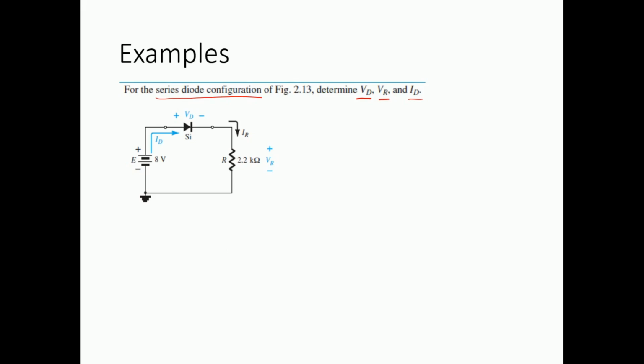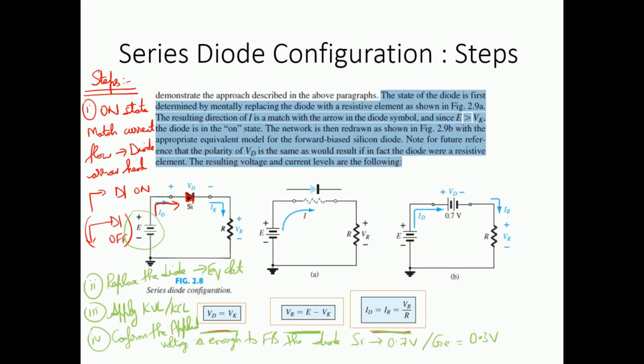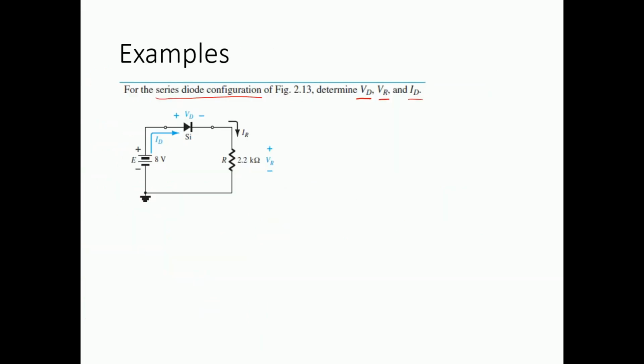So we can directly apply these steps. The first step is to see whether the diode is in the on state or not. If we look at the arrowhead and the flow of current, it is in the same direction. So we check that the diode is in the on state. The second point was to replace the symbol of diode with its equivalent circuit model. If we are talking about the approximate model, the diode is going to be replaced with its equivalent circuit model, which is going to be something like this, 0.7 volts.